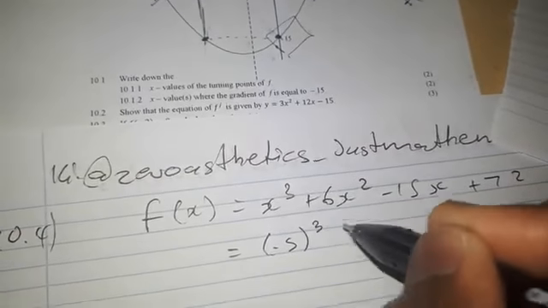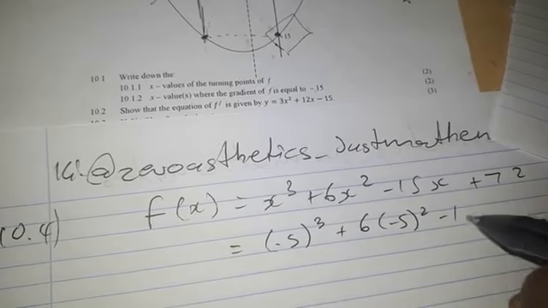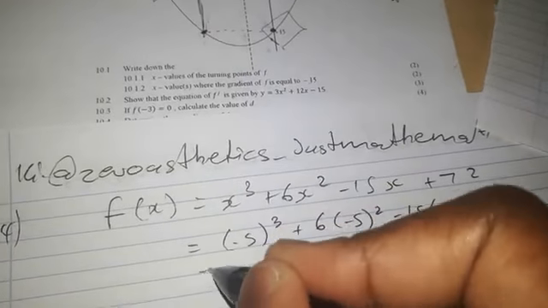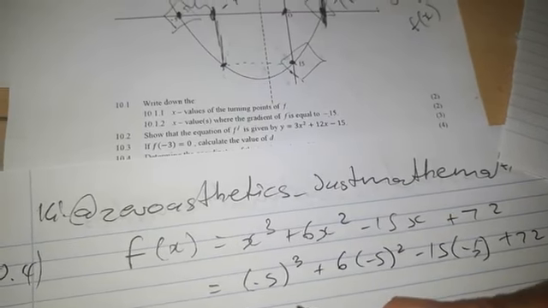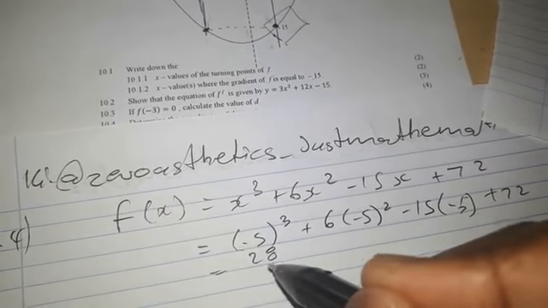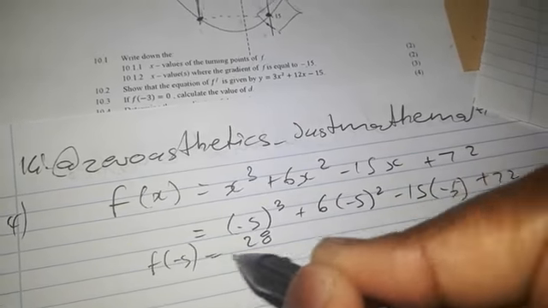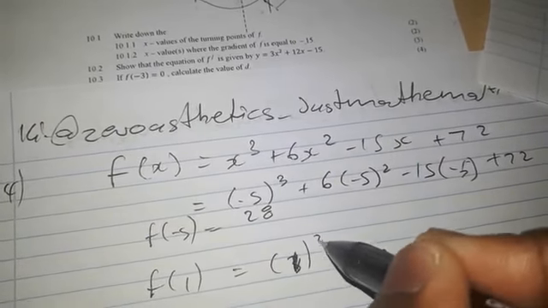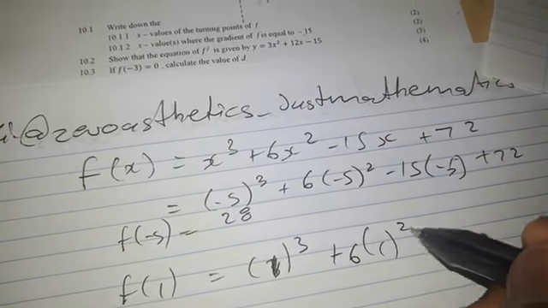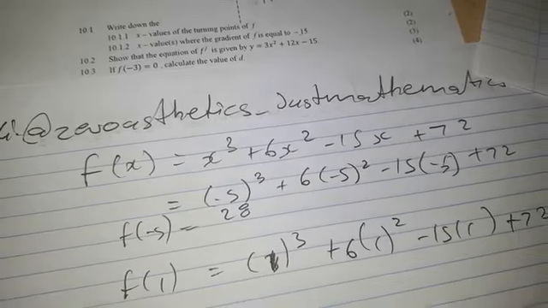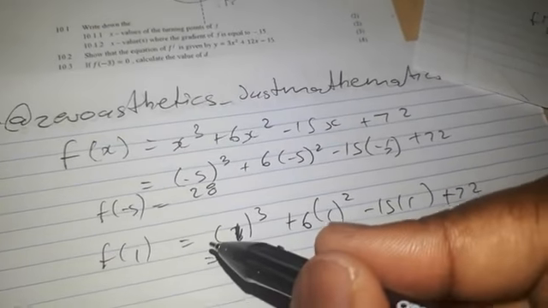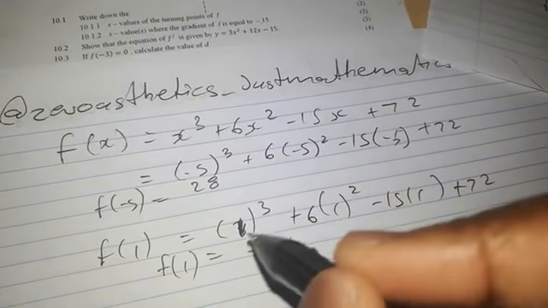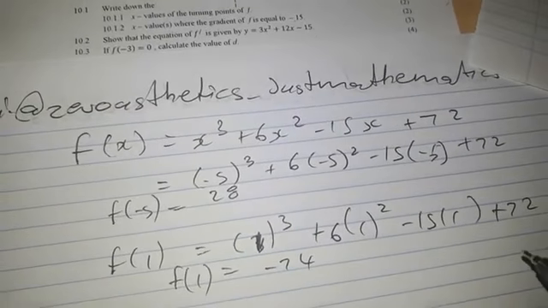If you throw negative 5 in there, negative 5 cubed, plus 6 times negative 5 squared, minus 15 times negative 5, and then plus 72. If you simplify, this is going to give you 28, if your x value is negative 5, so this is a coordinate. If your x value is a positive 1, 1 to the power of 3, and so on, plus 72, put all this in the calculator, this is going to give us negative 74 if our x value is 1. So we have two coordinates that are turning points.